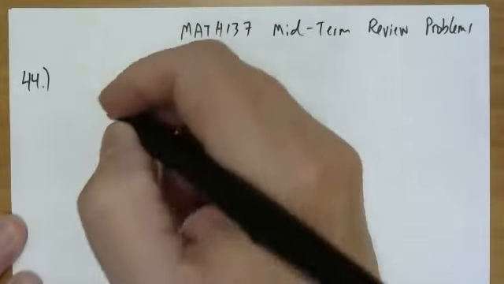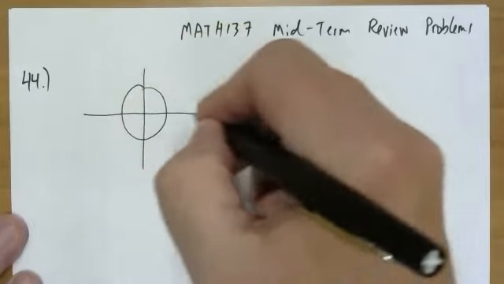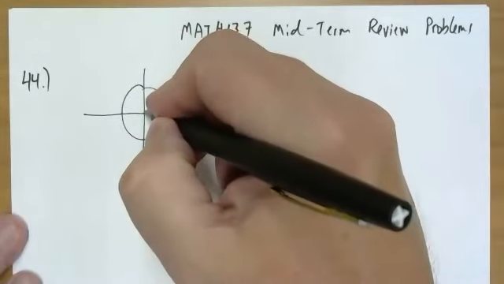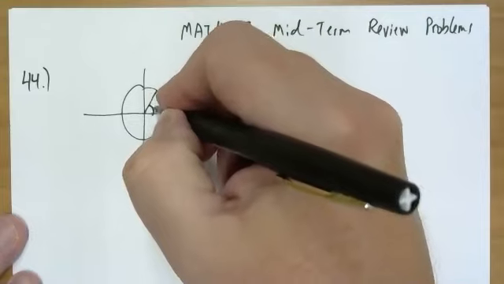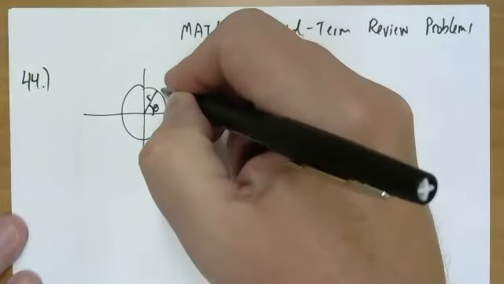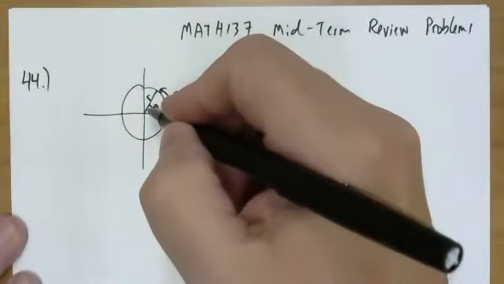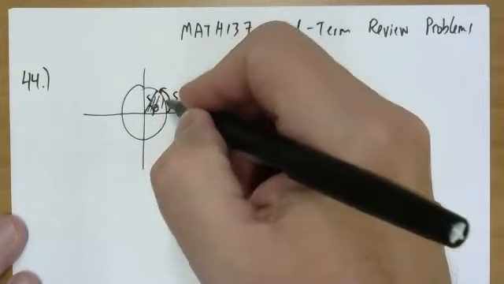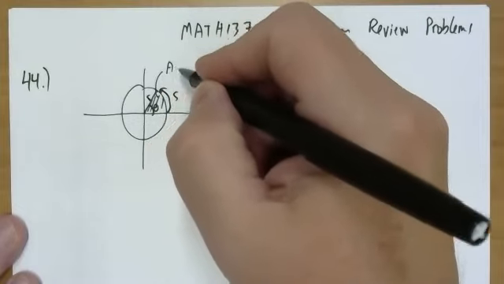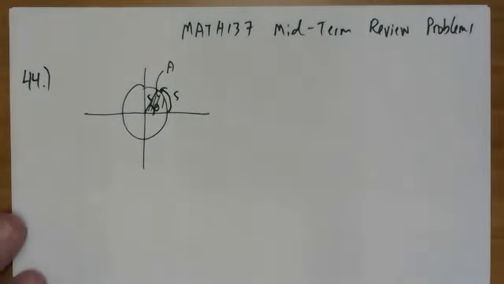where we have a circle, have an angle, the radius, and S is the arc length. But then also we look at this segment of the circle and we have an equation for the area of that segment. So there are two equations that we're going to use in this problem.